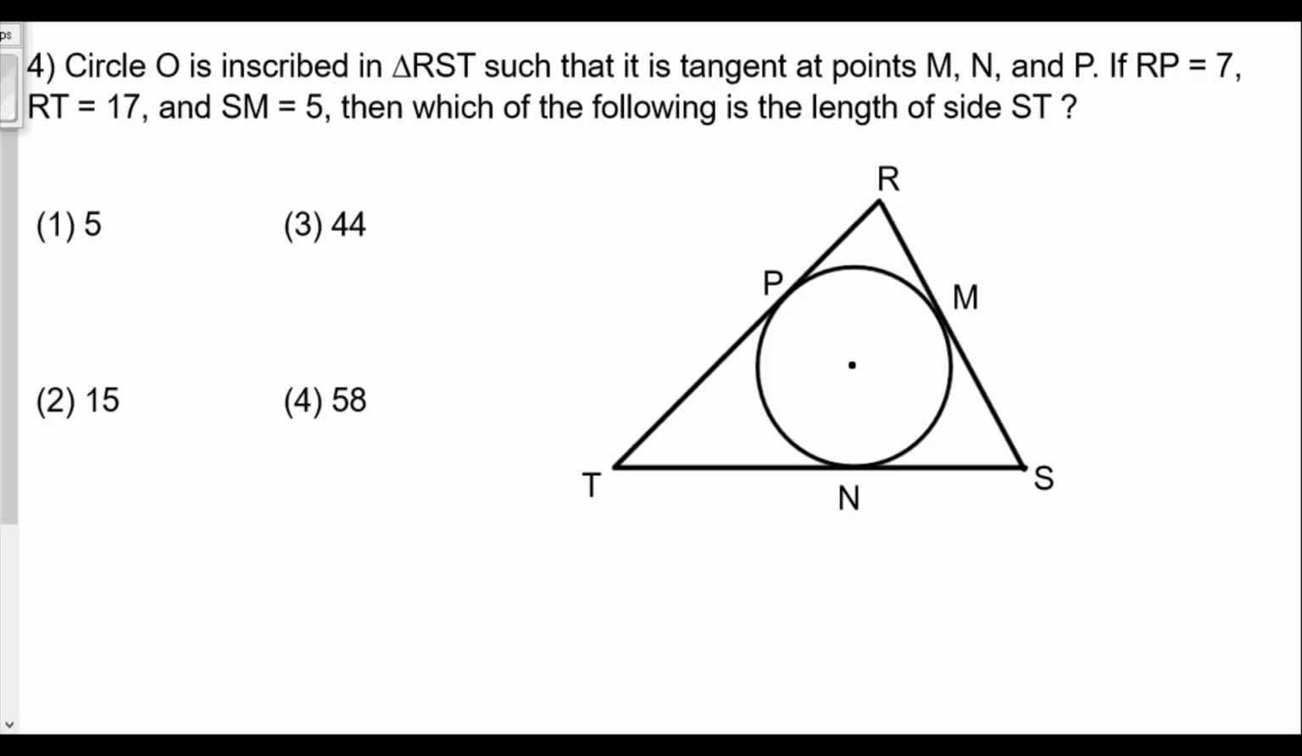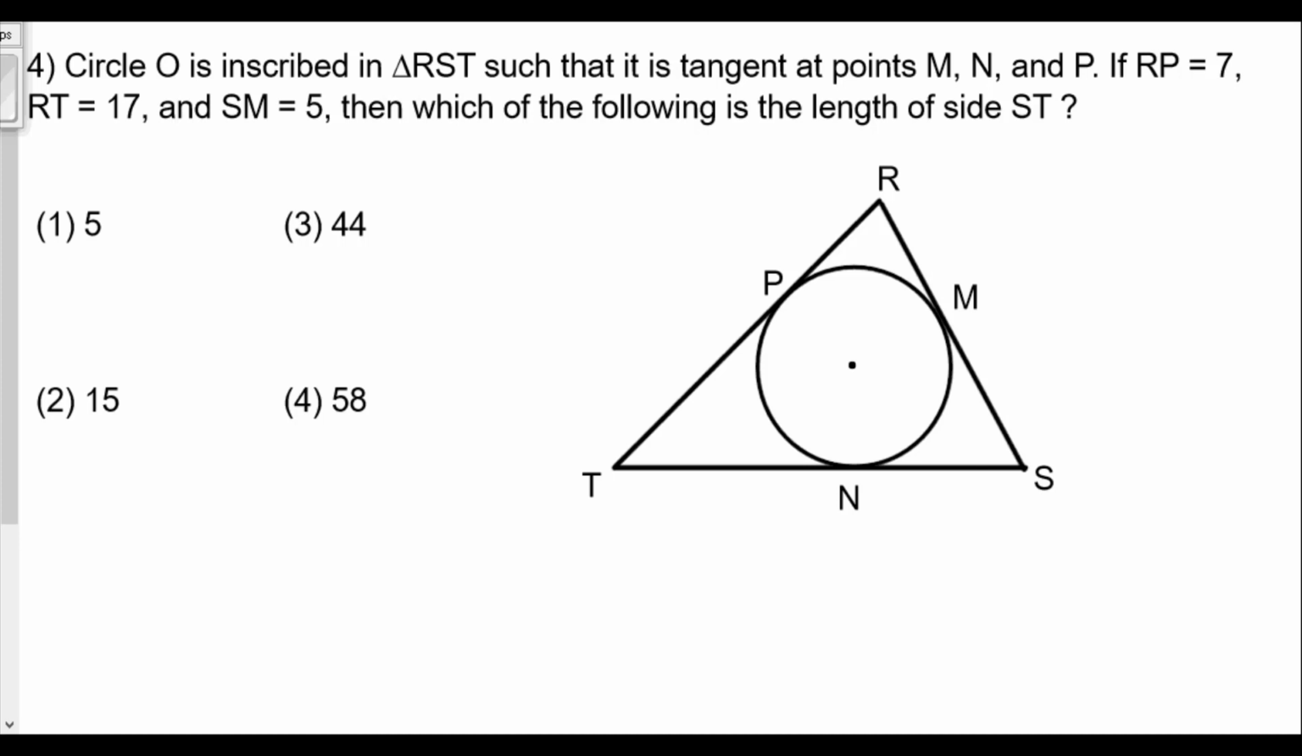Welcome back to part 2 of our review of lesson 20, tangents in a circle. We're at question number 4 now, and circle O is inscribed, meaning it's written inside of the triangle RST. The sides of the triangle are going to be tangent to the circle itself. Basically, being inscribed means that the circle touches all three sides of the triangle. So tangent points are at M, N, and P, and RP is 7.